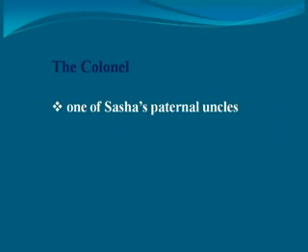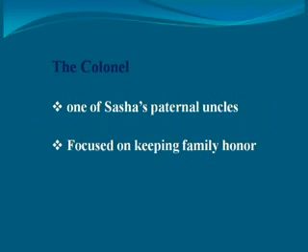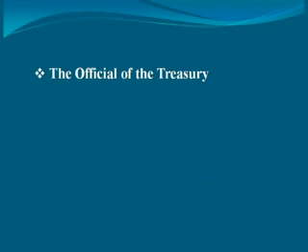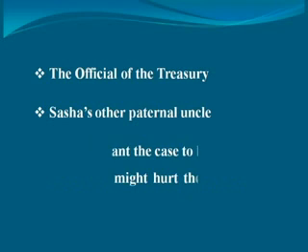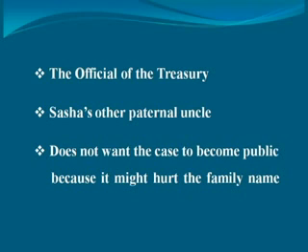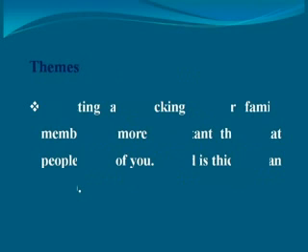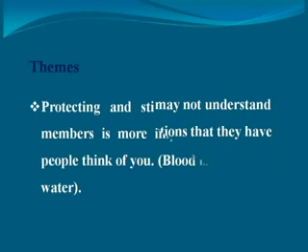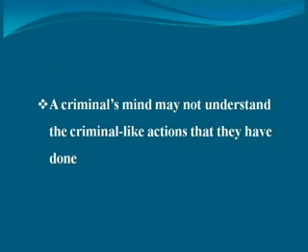The Colonel, one of Sasha's paternal uncles, focuses on keeping family honor and does not want to forgive Sasha. The official of the treasury, Sasha's other paternal uncle, does not want the case to become public because it might hurt the family name. Themes. Protecting and sticking up for family members is more important than what people think of you. Here, blood is thicker than water. A criminal's mind may not understand the criminal-like actions that they have done.